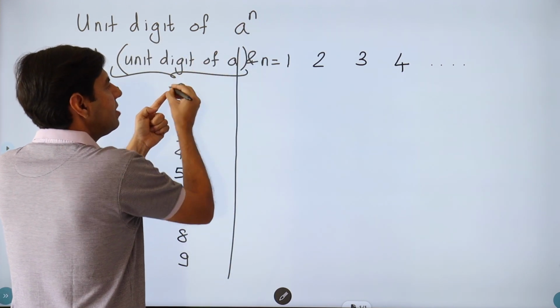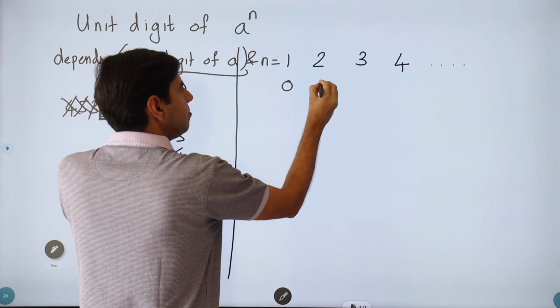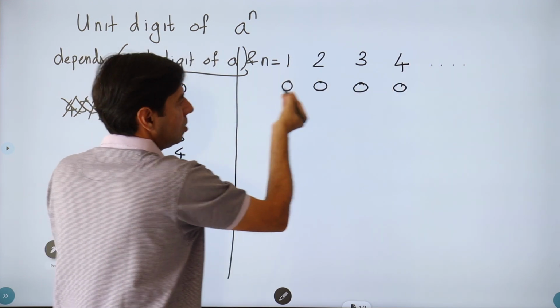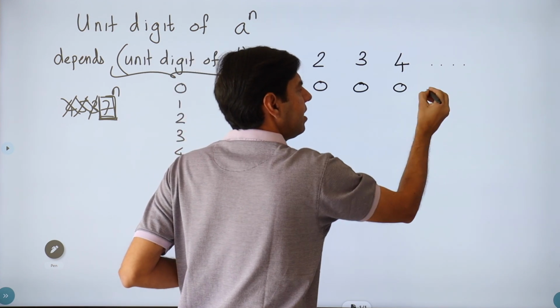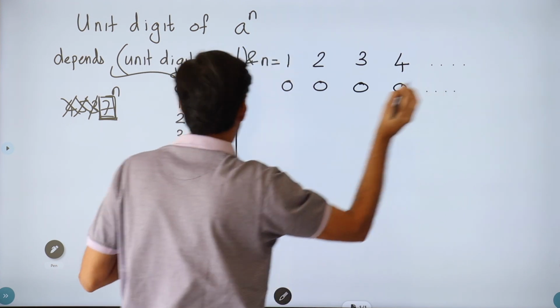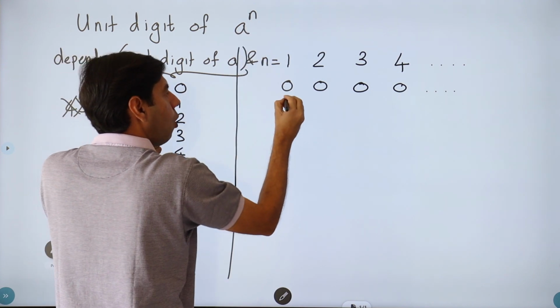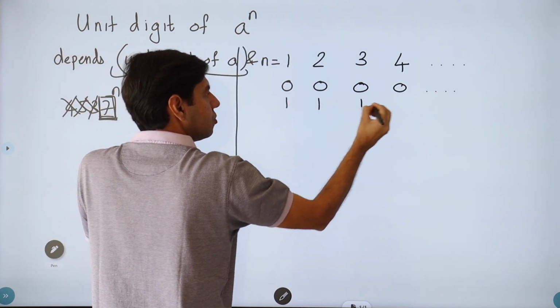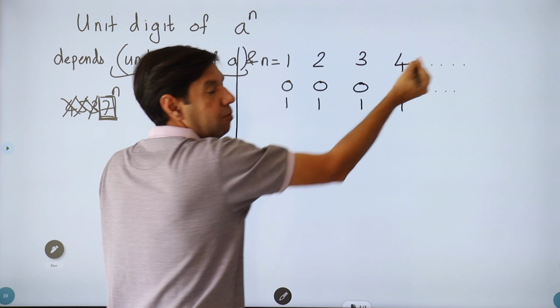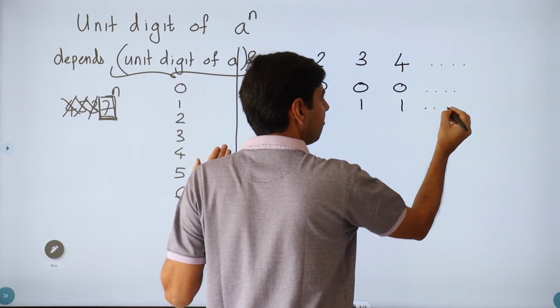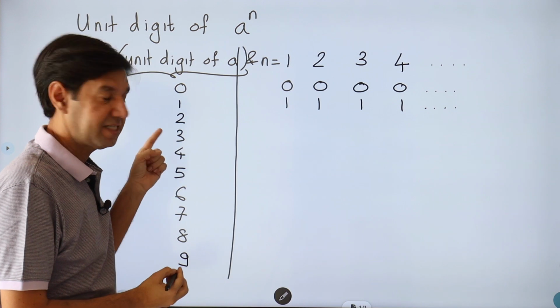So 0 raised to anything will always be 0. There's nothing here to worry about, whatever N is. It will always be 0. Similarly, 1 raised to anything is always going to be 1. So again, the value of N being 1, 2, 3, 4 here is not relevant. For any value of N, the unit digit will be 1 itself.